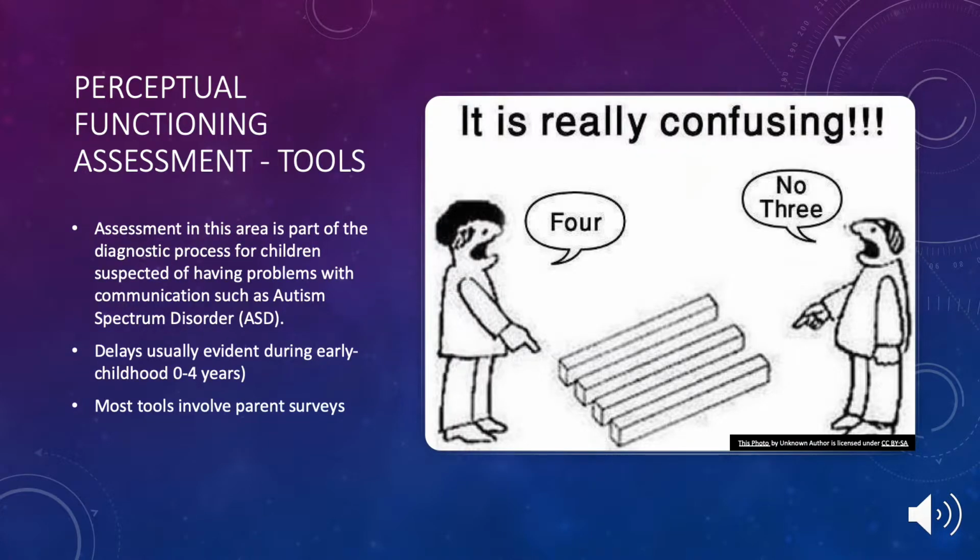Related to language, we're going to look at perceptual functioning assessment. And this is really used if you suspect a child might have autism spectrum disorder, which is a communication disorder. The delays are usually evident during early childhood from 0 to 4 years old. They may be diagnosed later due to other circumstances. And most of these tools include rating scales and parent surveys.